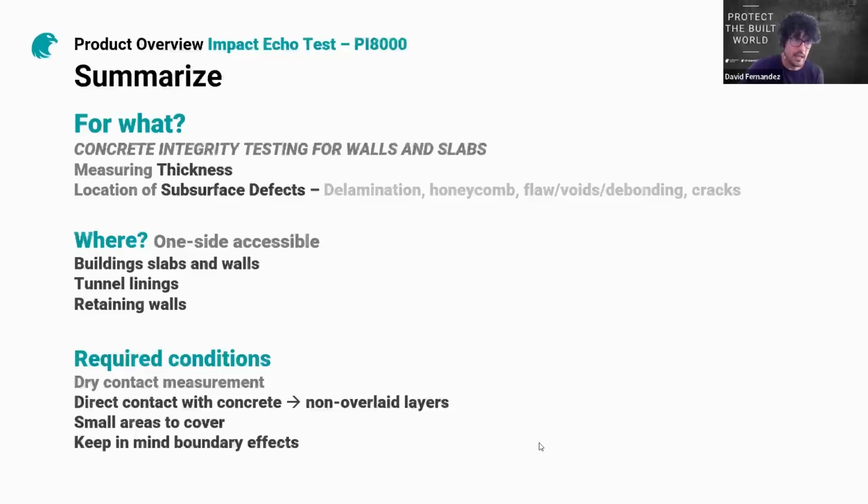And the required conditions, as I said before, are dry contact measurements, so no coupling agent is needed. It's normally used with a direct contact over the concrete. But I know some people that also use it over asphalt overlays, but it normally works better if you are testing concrete elements. And this is very useful for small areas to cover. If you want to do a huge scan of a bridge, we have some other concrete sensors in our portfolio.